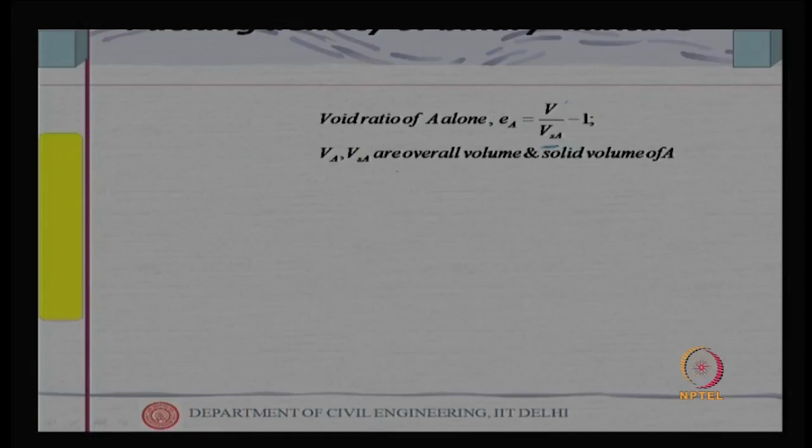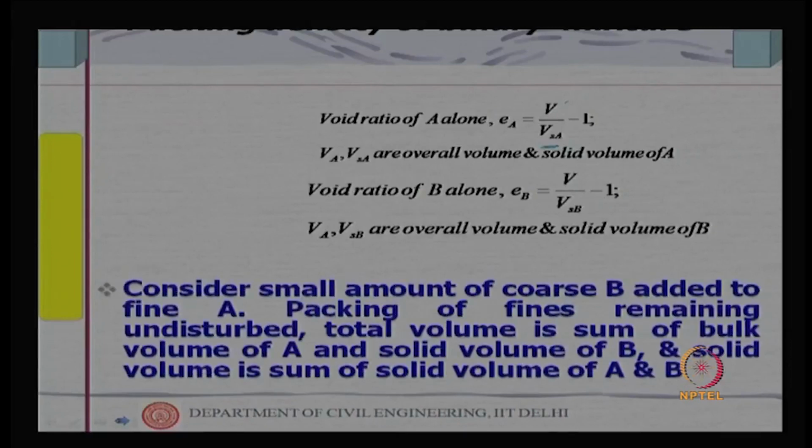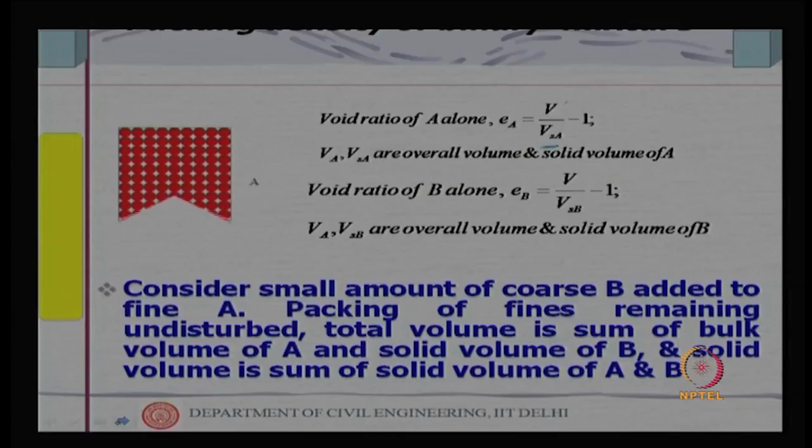So, V and VSA are the overall volume and solid volume of A in the system. The void ratio of B is V divided by VSB, minus 1. That means if I fill the whole system with B alone, then the volume of solid that would occupy is given by this. Now, just consider a small amount of B added to fine A. This is my A and I have just added a small amount of B. Packing of fines remains undisturbed.